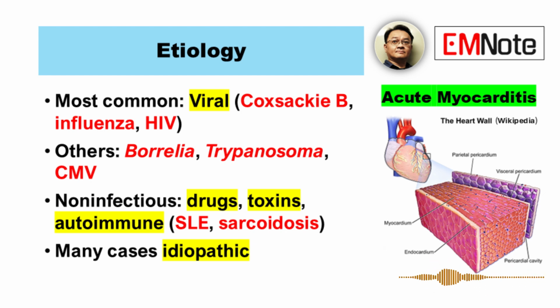There are also non-viral infectious agents like Borrelia burgdorferi, which causes Lyme disease, and Trypanosoma cruzi, responsible for Chagas disease. Beyond infections, myocarditis can result from drug hypersensitivity, toxins, and autoimmune diseases like lupus or sarcoidosis. And still, many cases remain idiopathic.